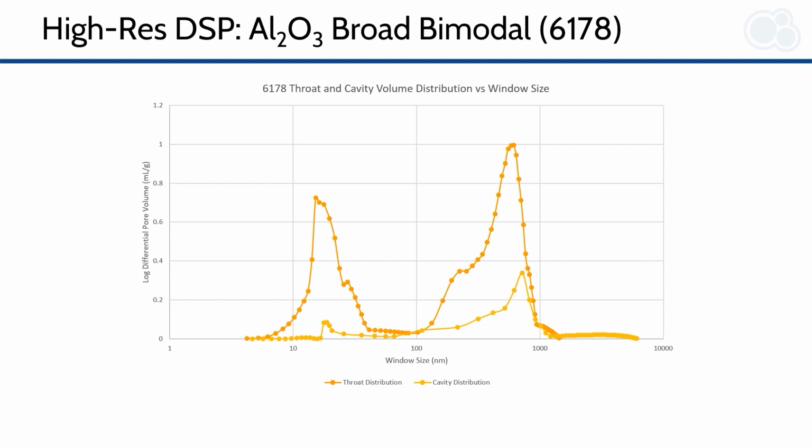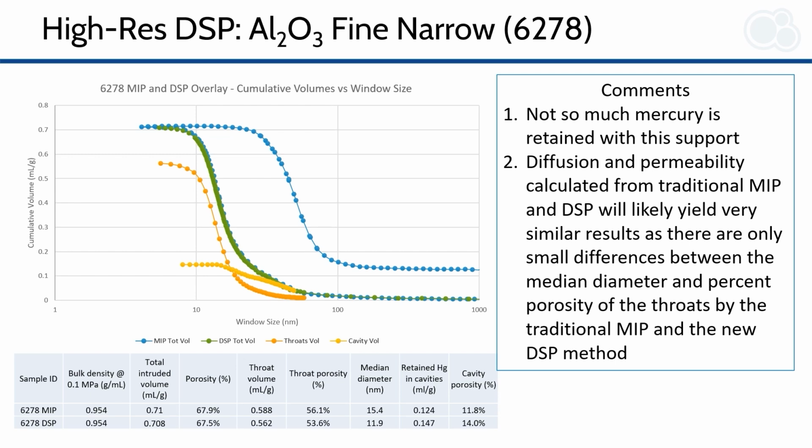Recall from the classical MIP analysis of this alumina with a fine, narrow pore distribution that not much mercury is retained. As expected, the DSP analysis only returned a small cavity volume distribution, where most of the pore volume is in throats. There will likely be only a small difference in permeability and diffusion rates calculated by the results of these two analysis techniques.